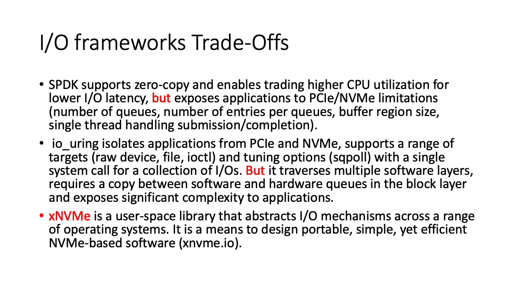io_uring traverses multiple software layers. It requires a copy between software and hardware queues within the block layer, and it's also very complex. On the other hand, io_uring isolates applications from the limitations of PCIe and NVMe. It supports a range of targets from raw devices, files, and even ioctls, and different tuning options, and performance as well. I mean, it's a single system call for a collection of IOs. But SPDK and io_uring are both performant. They're both complex as well.